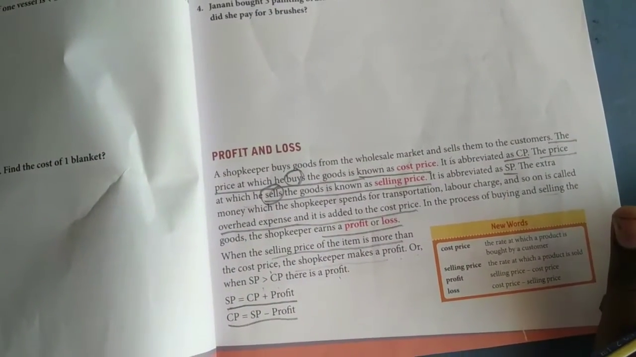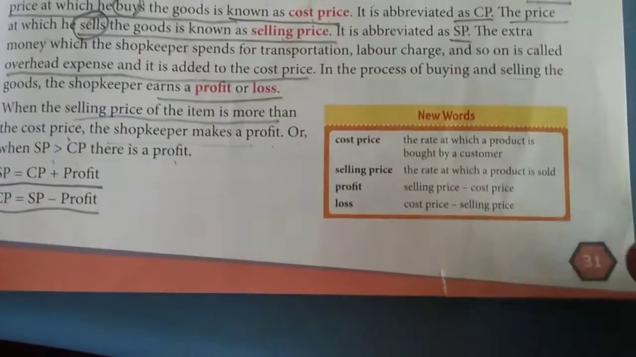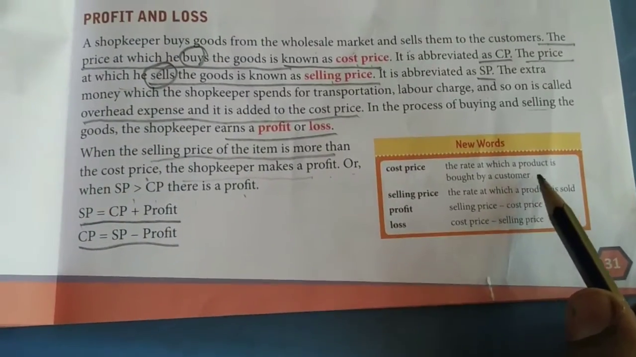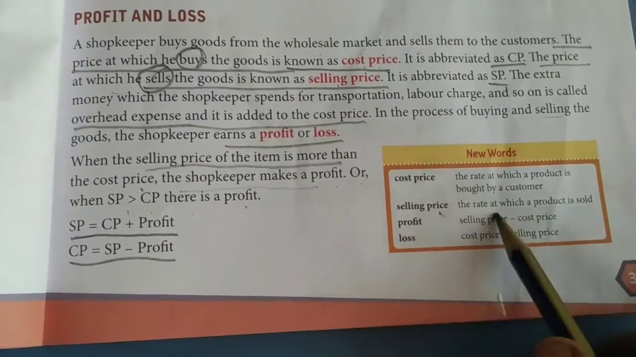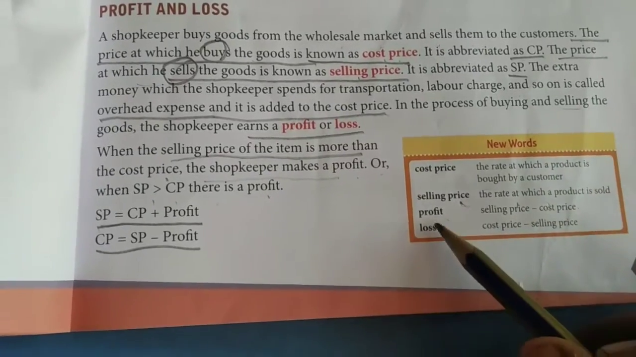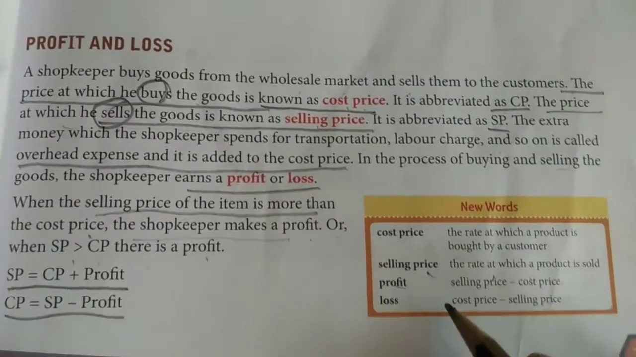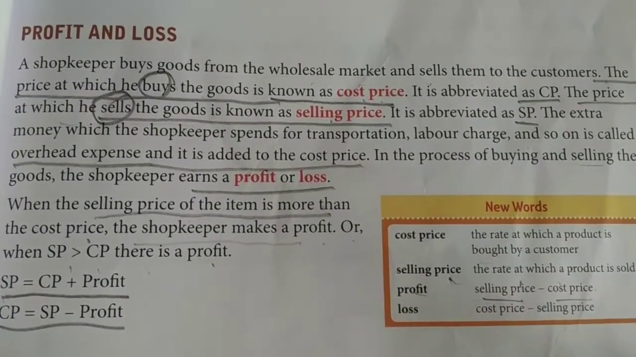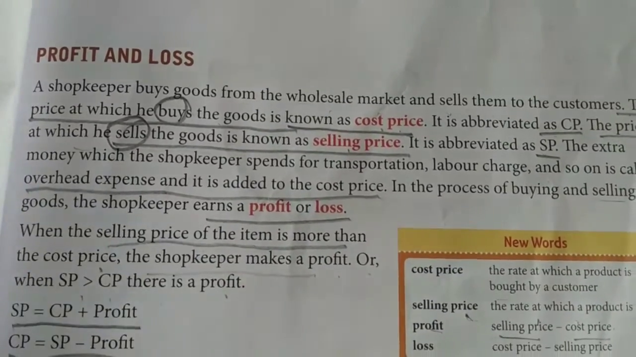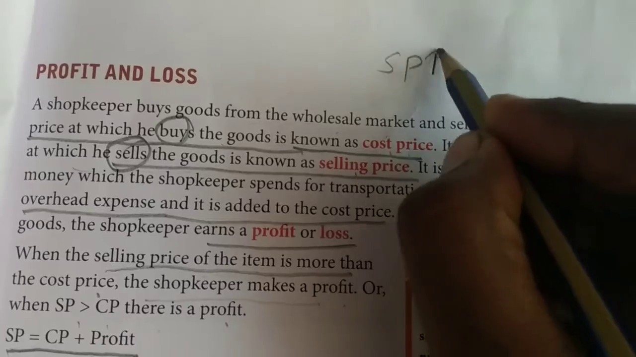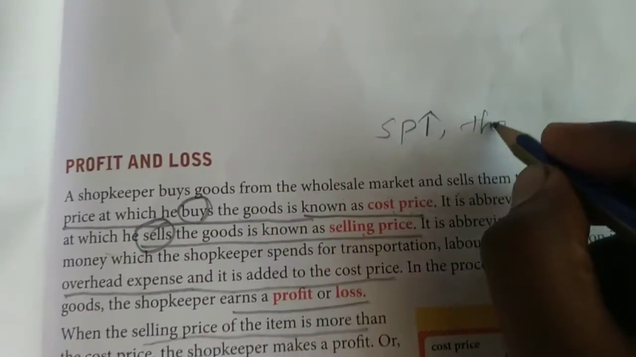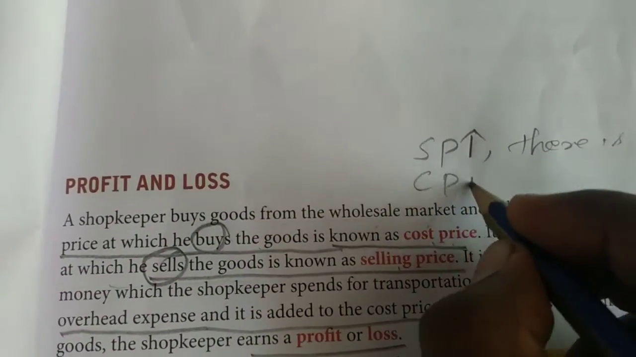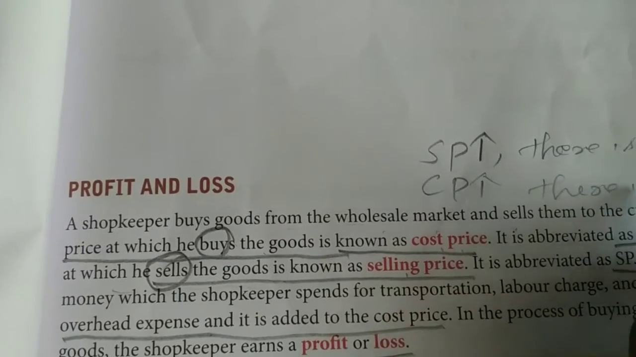Profit and loss. See, some terms, new words are there. Cost price, the rate at which a product is bought by a customer. Selling price, the rate at which a product is sold. Profit is equal to selling price minus cost price, SP minus CP. Loss is equal to cost price minus selling price. If SP, selling price, is more, always think there is a profit. If CP is more, there is a loss.